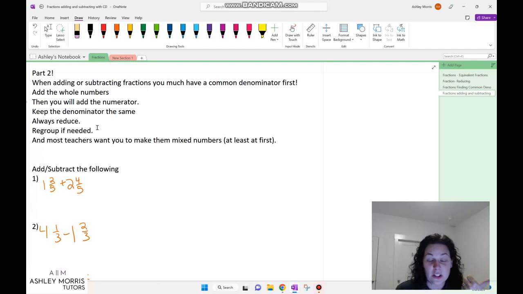I'm going to reduce it so my numbers are smaller. I'm going to regroup if I need to. And then most teachers want you to make it into a mixed number, and that's kind of part of regrouping. If your teacher prefers it to be an improper fraction, you're going to have to make everything an improper fraction. So just make sure your answer matches how your teacher wants it. I'm going to make sure everything is a mixed number. Okay, so I'll regroup if needed, and I'm going to keep it a mixed number.